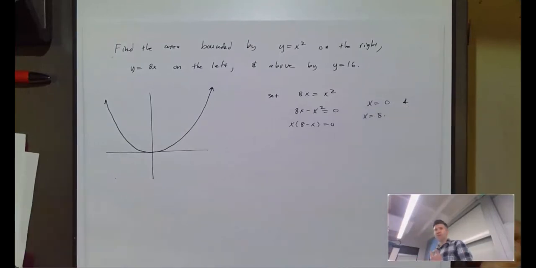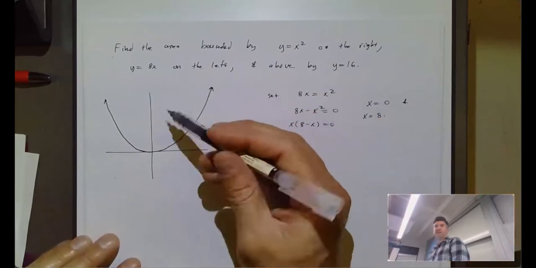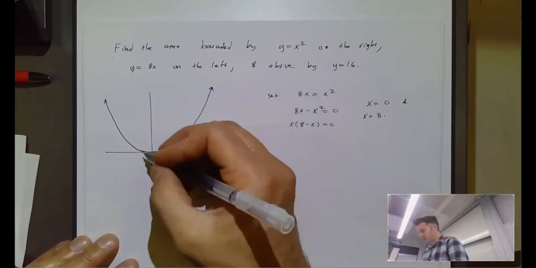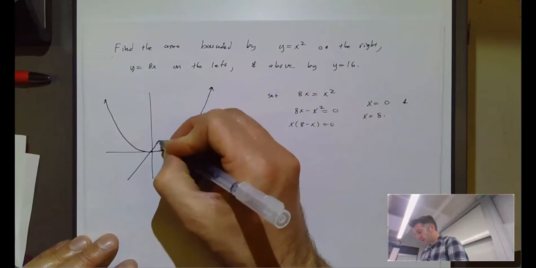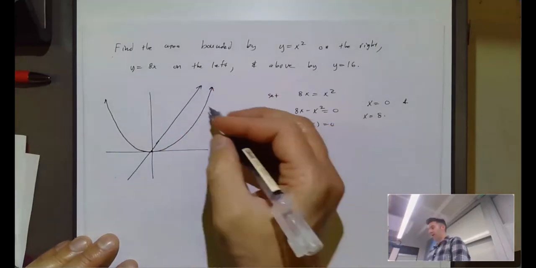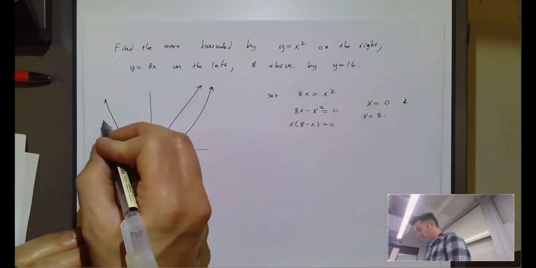Here's the problem. x equal to 8 goes with y equal to 64, and that's way higher than my upper bound. So these are going to intersect somewhere way up high over here at x equals 8 and y equals 64. But y equals 16 is much lower than that.